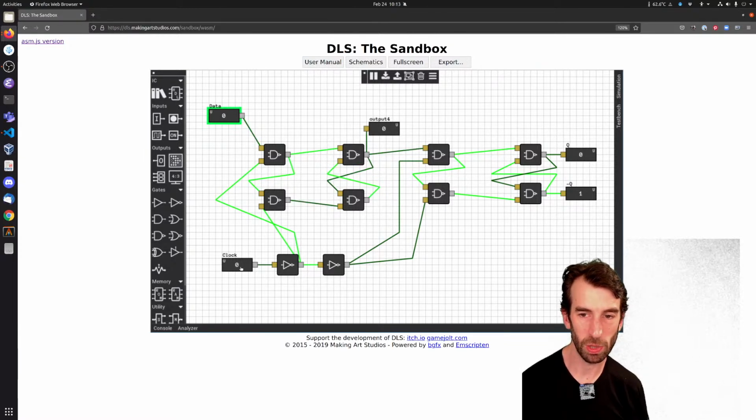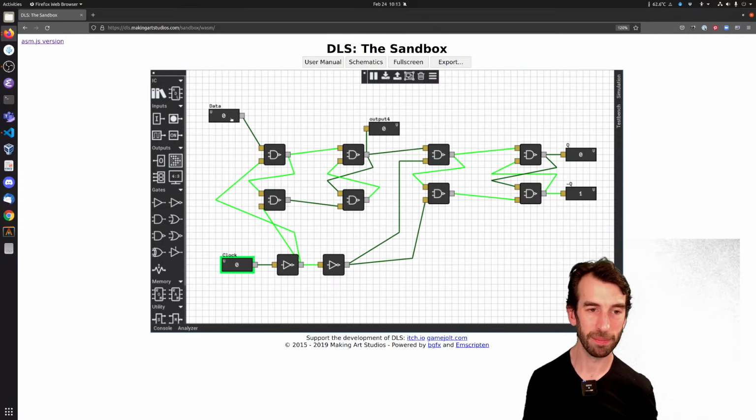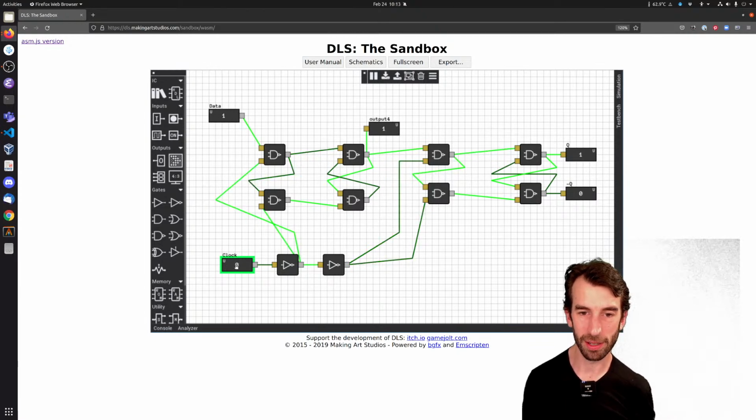Okay, when clock is 1, I think I know what's going to happen. When clock is 1, it's going to propagate through to the next input. So clock 0, we set it. Clock 1, it goes to the output. If I set the clock to 1 there, we change that to 1. If I go 0, 1, it goes to the output. 0, 1, 0, 1, 0, 1.